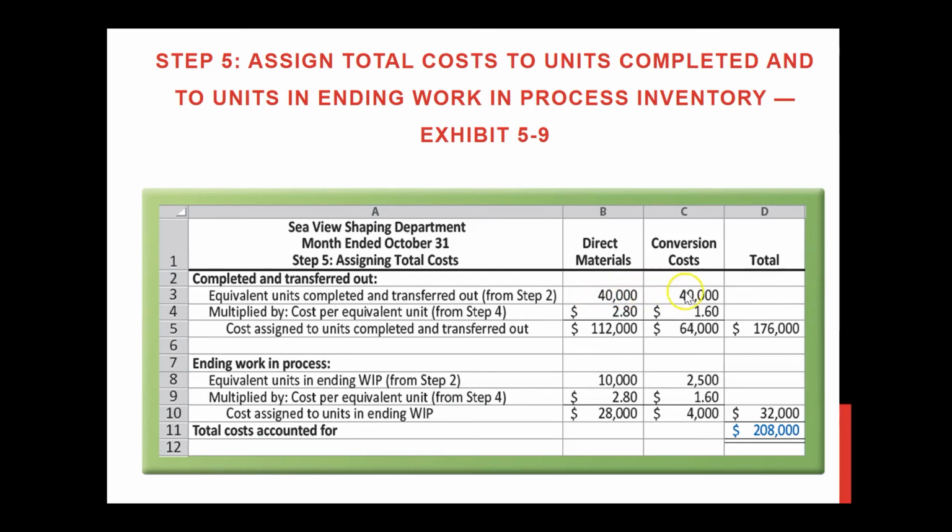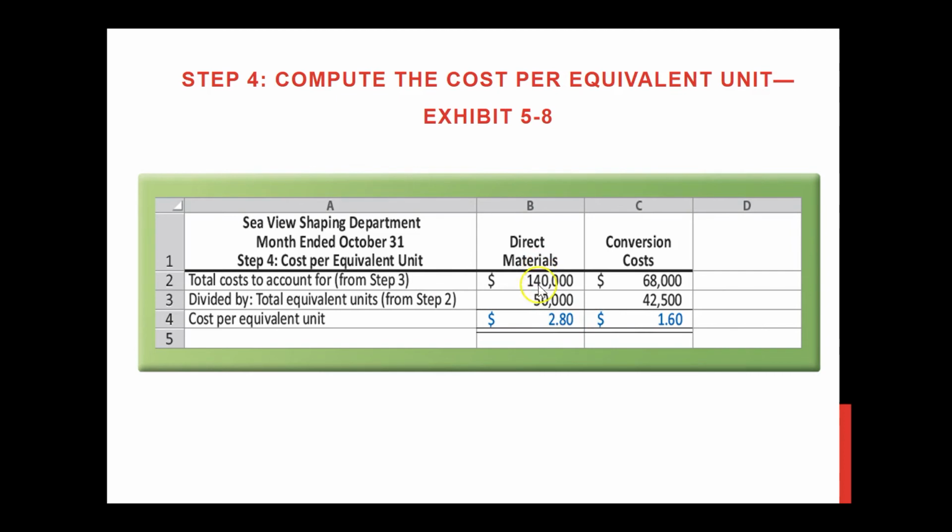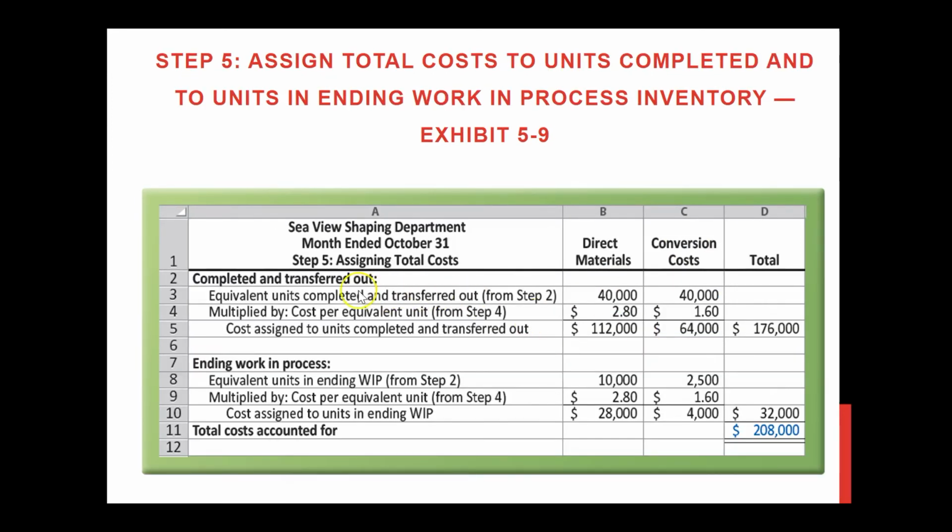Now we will consider these units. Again, these are from our first table, and then we will multiply them by cost per equivalent unit, which we got in our previous tables. For direct material, cost per equivalent unit is $2.80. For conversion cost, cost per equivalent unit is $1.60. So this first part of this table is for the products that are completed and transferred out. We took these units from the first table and the cost per equivalent units from our previous table, and you just need to multiply.